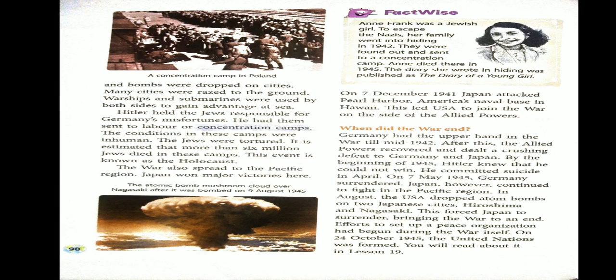By the beginning of 1945, Hitler knew that he could not win. So he committed suicide in the month of April. On 7th May 1945, Germany surrendered. Japan, however, continued to fight in the Pacific region. In August 1945, the USA dropped atom bombs on two Japanese cities, Hiroshima and Nagasaki. This forced Japan to surrender, bringing the war to an end.